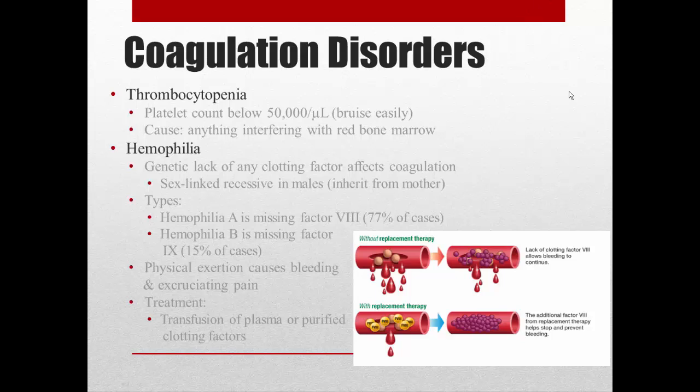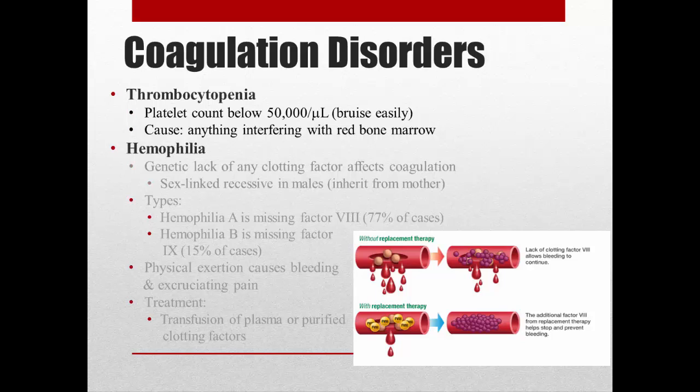Now, there are some coagulation disorders, one of which is thrombocytopenia. This is when platelet counts are too low, and so the person's going to bruise easily. The cause is anything interfering with red bone marrow. So if you've got bone marrow that can't reproduce, you're not going to get platelets formed because you're not getting the megakaryocyte to produce platelets, and therefore your platelet numbers go down. Another one is hemophilia.